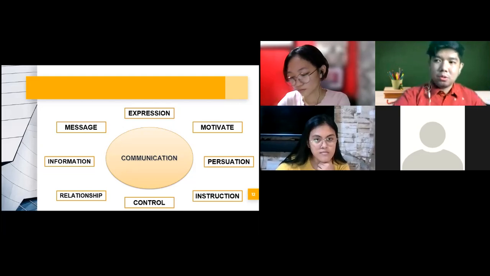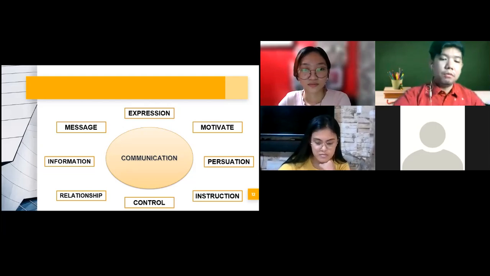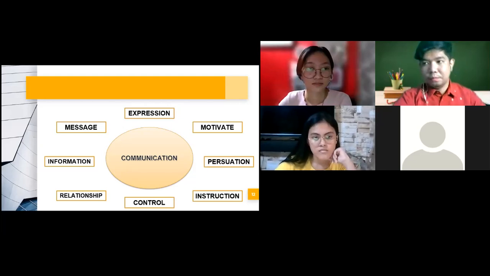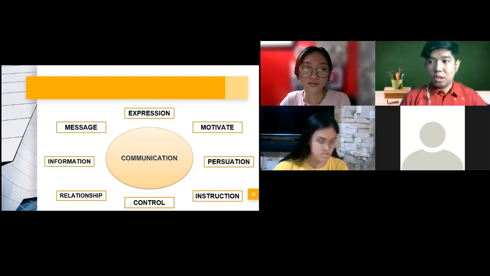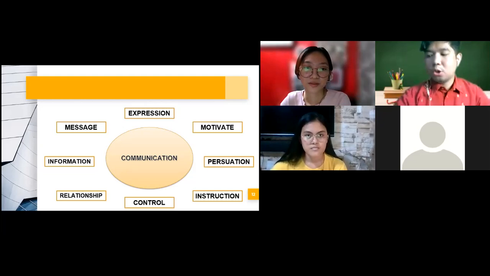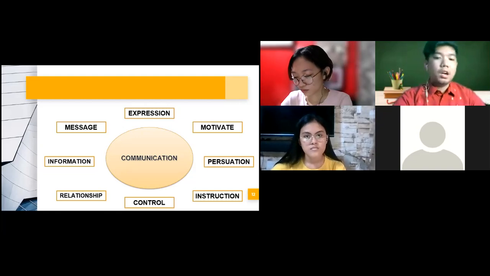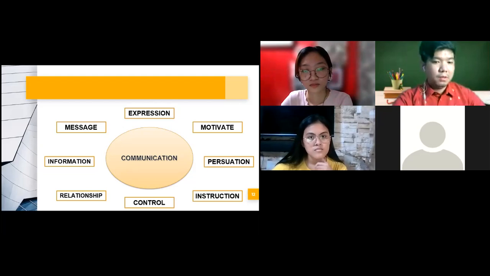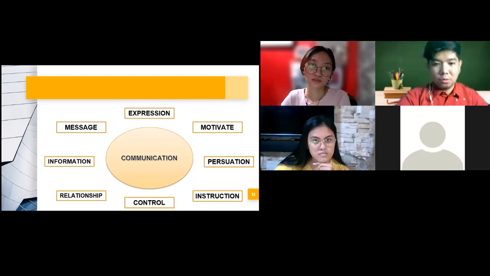Next is control. Earlier, Miss Berdine was quite unsure if communication and control are synonymous or related to each other. To answer that confusion, communication is also related to the word control, because when we say control, we are regulating the behavior of someone. Through communication, we are lessening the degree of misbehavior of a person. That's why control is related to communication.